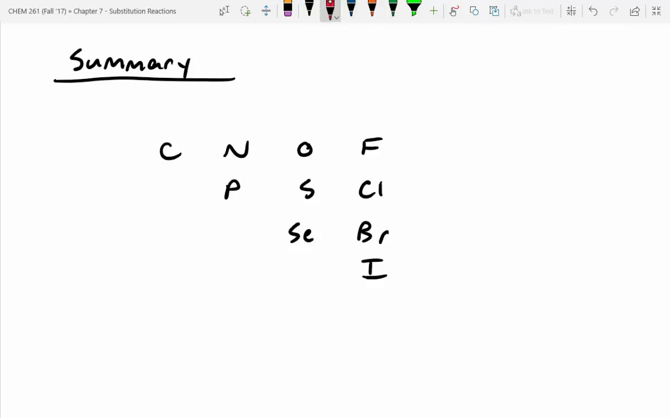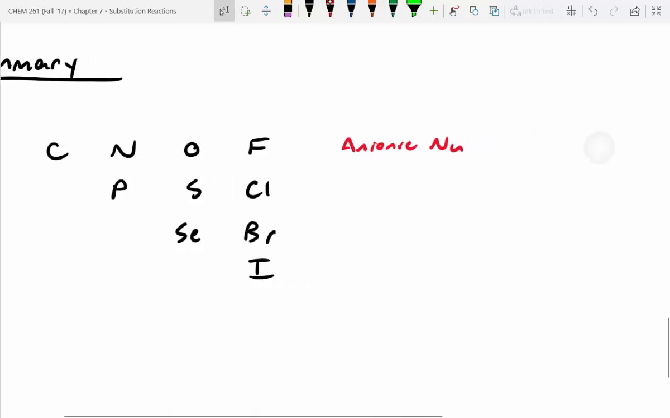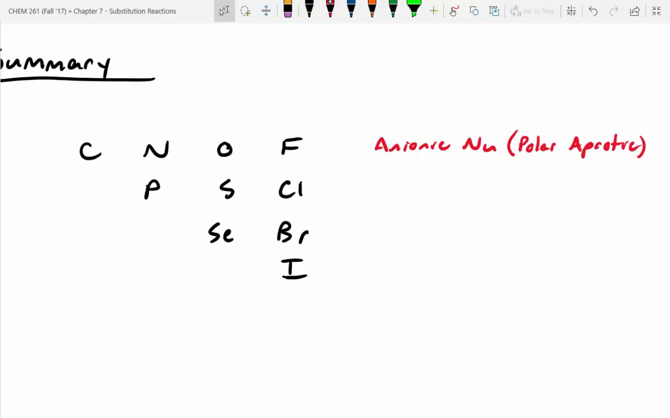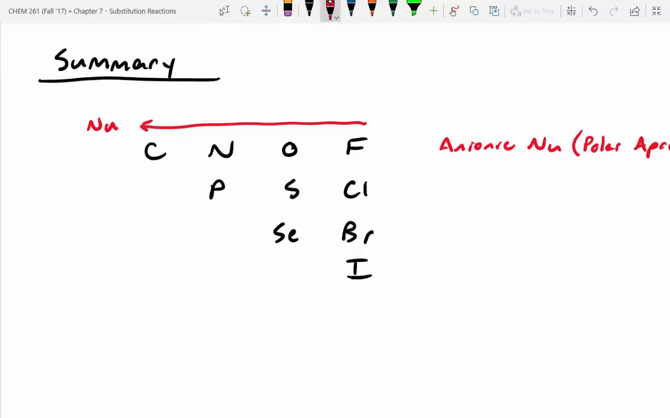And when we're looking at this, what I like to do is break it into different types of nucleophiles. So the first one is an anion nucleophile, and this is going to be in a polar aprotic solvent. And for an anionic nucleophile, meaning it has a negative charge, it gets more nucleophilic as you go left across the periodic table. So I'll write: more nucleophilic as you go left.